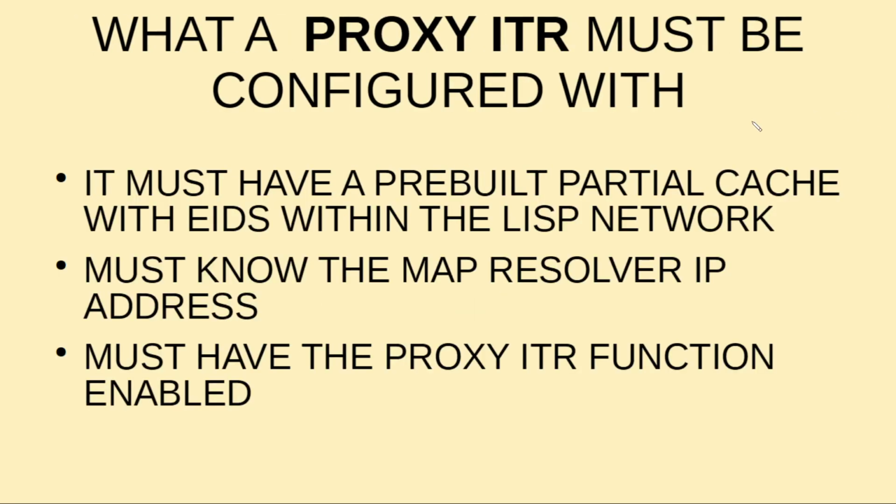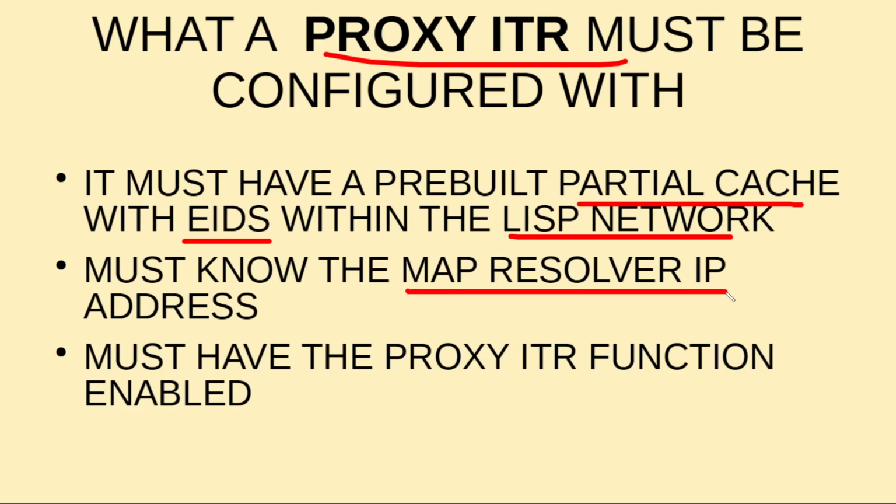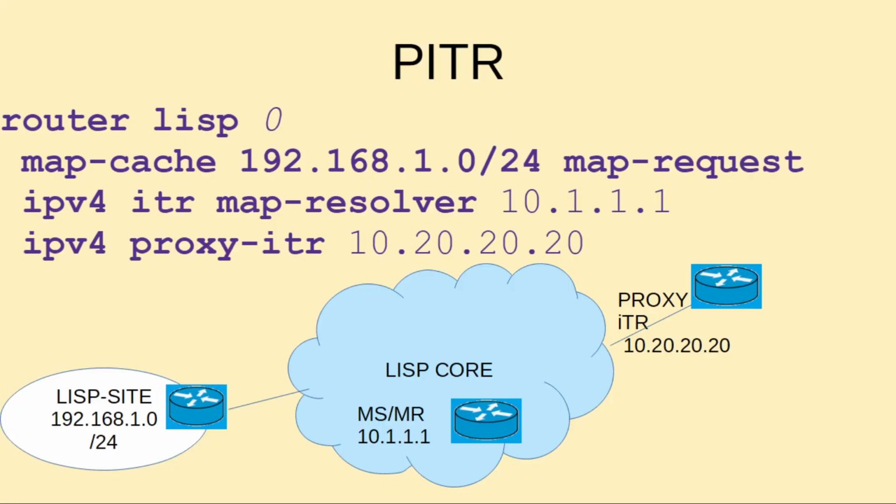Now let's see what we need in order to configure a proxy ITR. We need to provide the proxy ITR with a partial cache with a list of the EIDs that exist within the LISP network. It also must know the IP address of the map resolver, because the proxy ITR is going to send map request messages to the map resolver, and then we have to enable the proxy ITR role. These will be the commands in order to configure a proxy ITR.